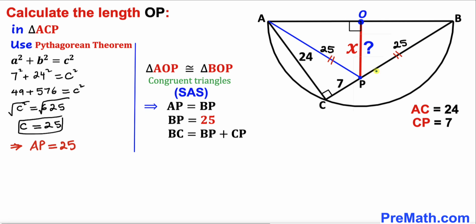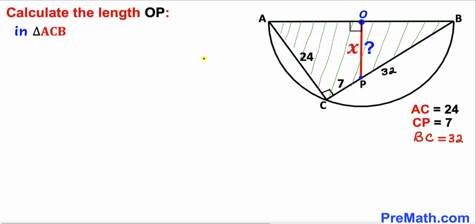Now we can see that the whole length BC is equal to the sum of these two individual lengths, BP and CP. So this is simply 7 plus 25, which becomes 32. Therefore, BC turns out to be 32 units. And here's our next step.